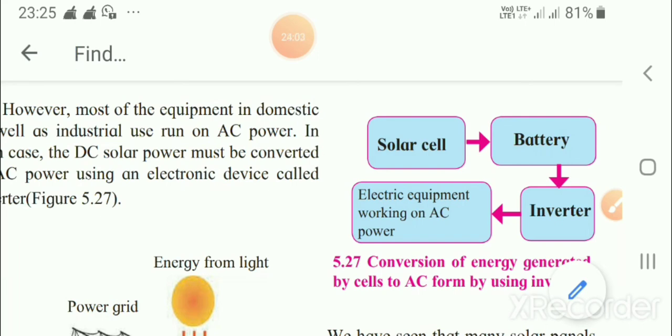When they are connected in series, we have to add the voltages: V is equal to V1 plus V2. While in the case of solar cells connected in parallel, we have to add the currents: I is equal to I1 plus I2. So you have to keep that in your mind and study this topic nicely. I hope that all the subtopics, whatever I taught in this lecture, are clear to you. Thanks, children.